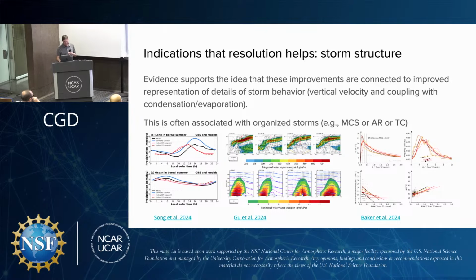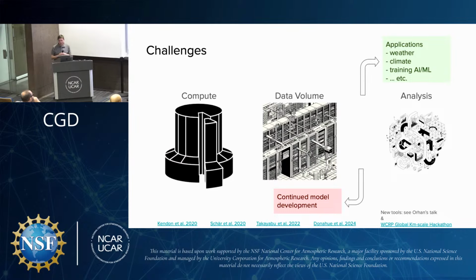But of course, these models come with a lot of challenges. I break the challenges down into three basic categories. One is compute. You need a big computer and you need code that runs on the big computer. Brian will talk more about this. Then you need a data strategy because the output from these models is enormous, and you need to be able to manage it and store it in some kind of efficient way where you can read it.